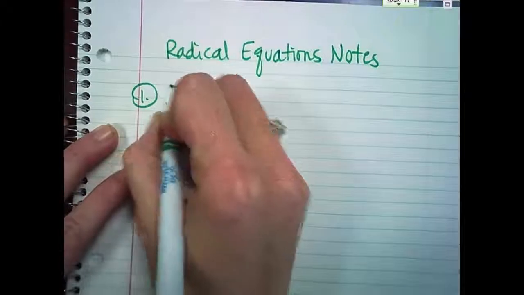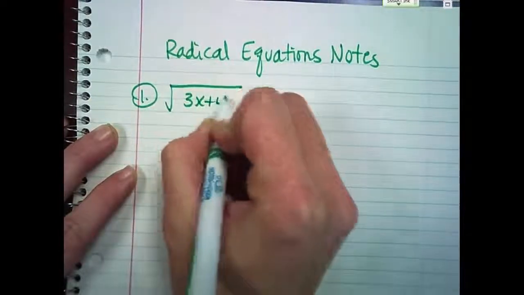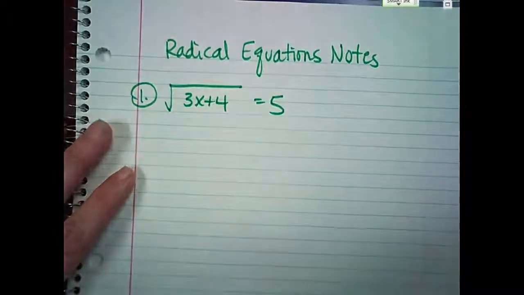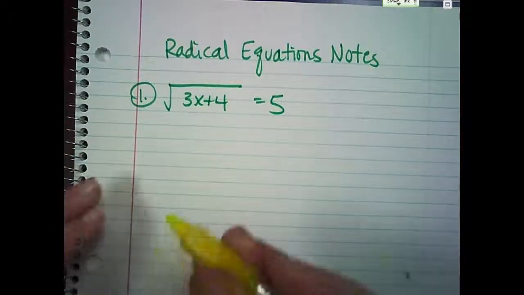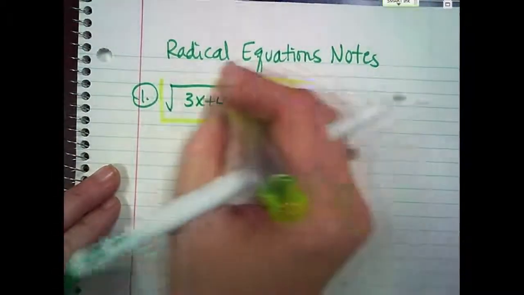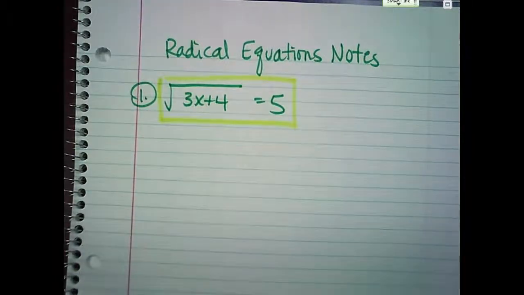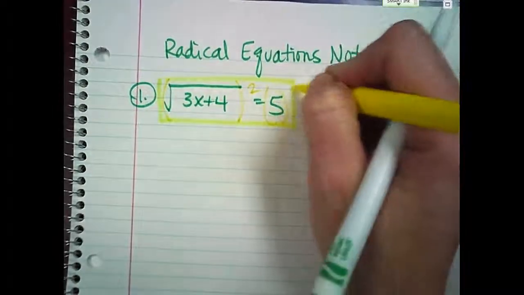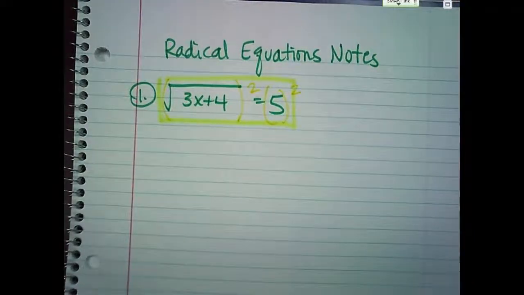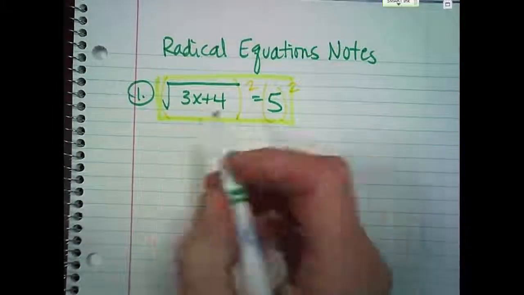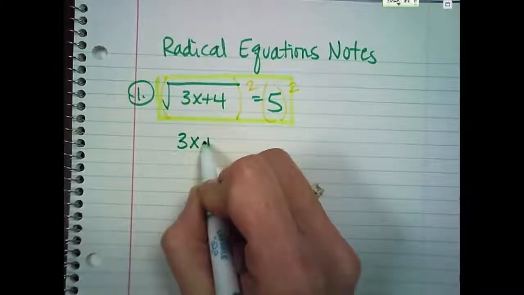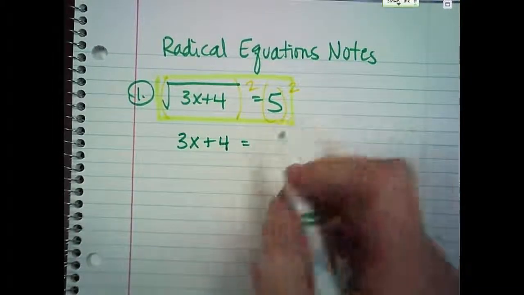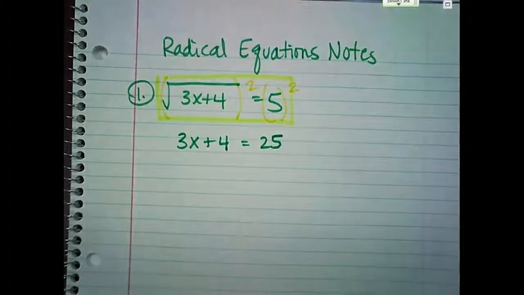If you have the square root of 3x plus 4 equals 5, in order to solve this problem, what do you think I need to do? If you were going to guess, square both sides, right? To drop the radical, you square this side and this side, because wherever you do something to one side, you have to do it to the other. Squaring this side drops the radical, and so you just get 3x plus 4. Squaring this side gives me 25, and you need to solve for x.